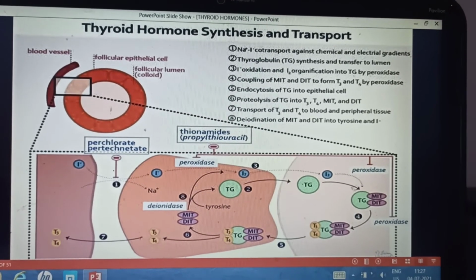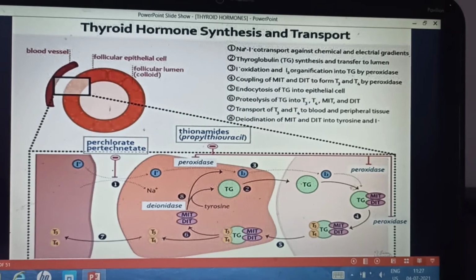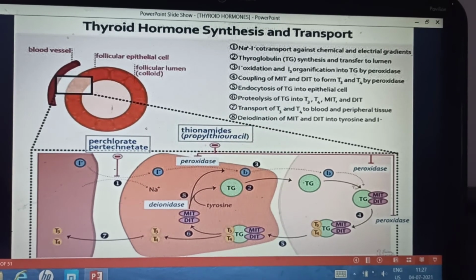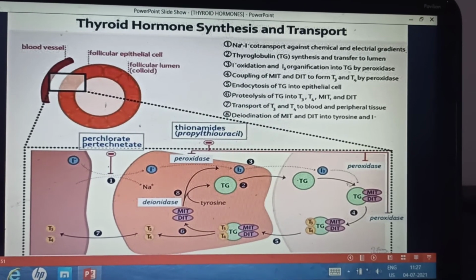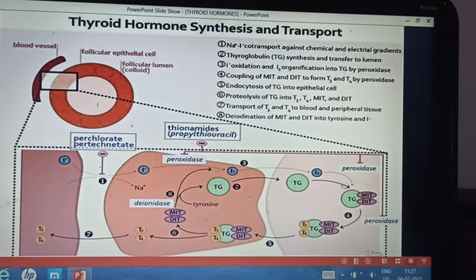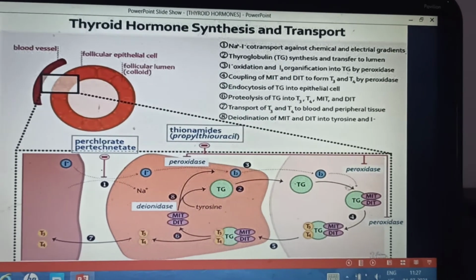Then T3 and T4 which are released are transported to the peripheral tissue. Deiodination of MIT and DIT takes place to form tyrosine and iodide, which is again recycled to form the new hormone.